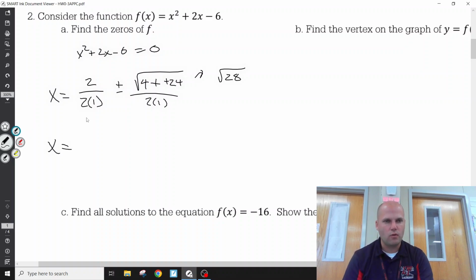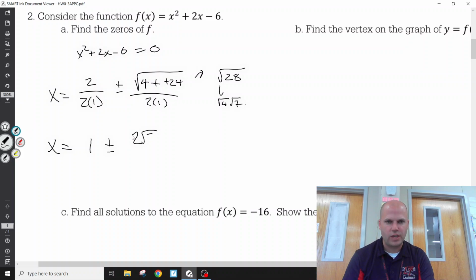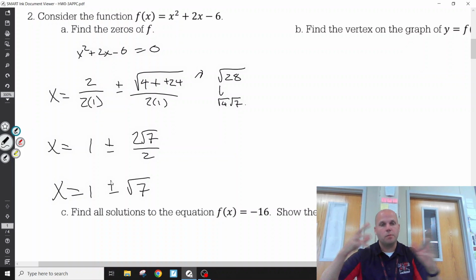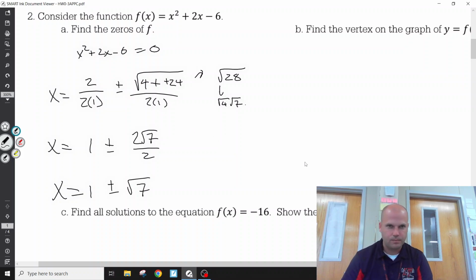So I got 2 over 2, which is 1. I got the square root of 28, which simplifies to root 4 root 7. So I get 2 root 7 over 2. That is 1 plus or minus root 7. Our two solutions are 1 plus root 7 and 1 minus root 7, but you're allowed to leave your answers like this versus writing them out separately.